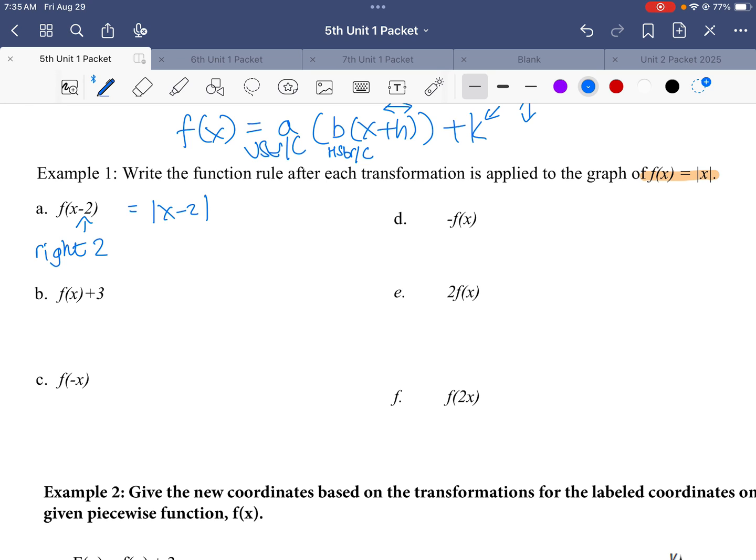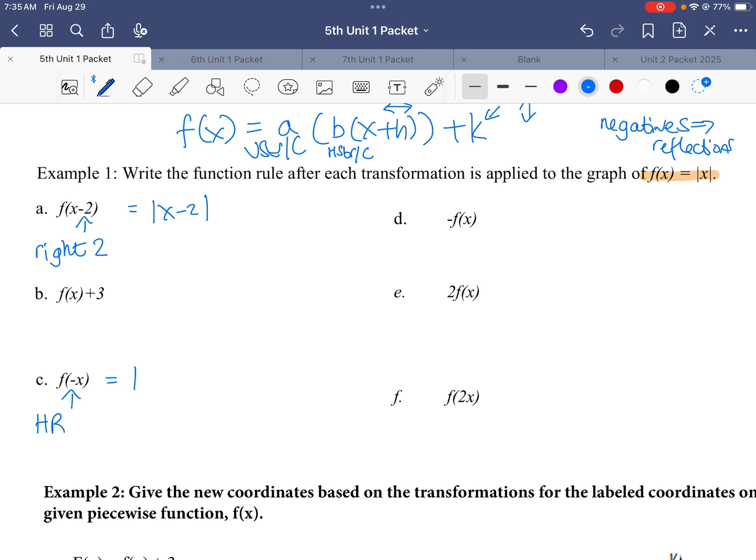C, we have f of negative x. Remember, negatives are always reflections. Let's start a little note up here. Negatives indicate reflections. When it's inside the function with the x, it means a horizontal reflection or a reflection over the y-axis. And when it's in front of the function, it means a reflection over the x-axis or a vertical reflection. So here, it is inside the function, so this is a horizontal reflection.